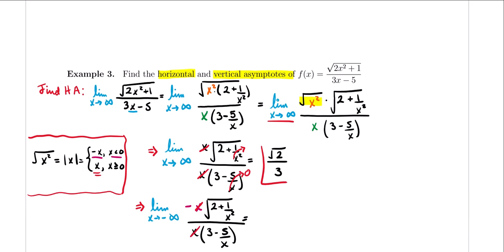And now, if we let the x be arbitrarily large in the negative direction, our fractions here go to 0. And notice we get a very similar result, except that now our answer here is actually a negative square root of 2 all over 3. So this particular function actually had two different horizontal asymptotes.